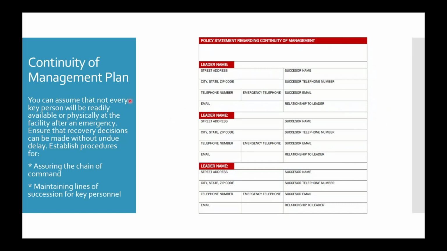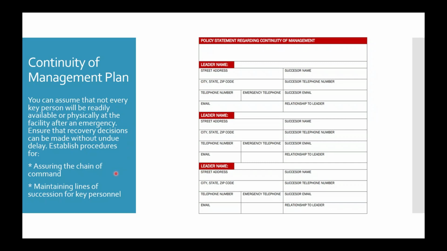Continuity management. You can assume that not every key person will be readily available or physically at the facility after an emergency. Hurricane blows through. There's going to be trees down. There's going to be power down. Some employees' houses are going to be in worse shape than others. Some people are going to be stuck in their neighborhood because of trees or because of down power lines. Not everybody's going to be able to make it into the building or even have cell phone service potentially. So you've got to ensure that recovery decisions can be made without undue delay.